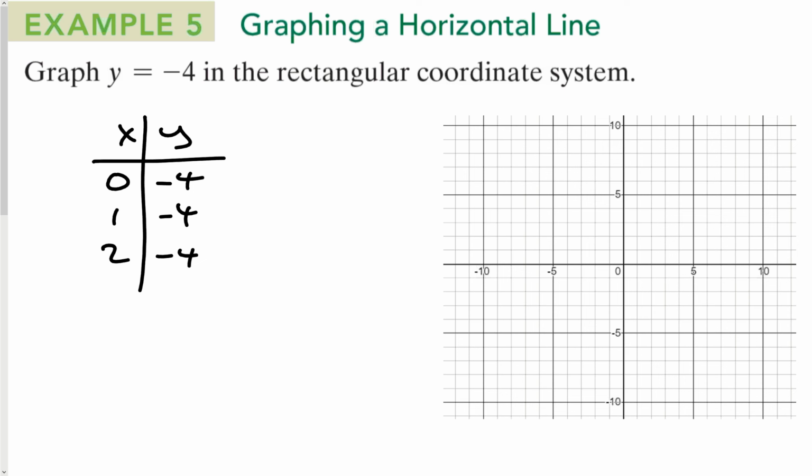So if it's always negative 4, we can see that we have a line that travels from left to right, and it is horizontal. There we go. Okay, it is a horizontal line. So if I have y equal to something, I'm going to get a horizontal line. Graphing a horizontal line.